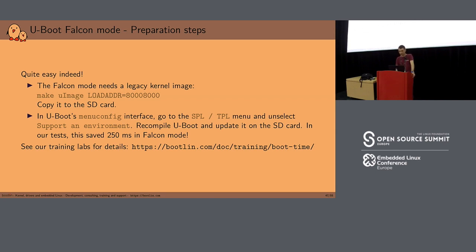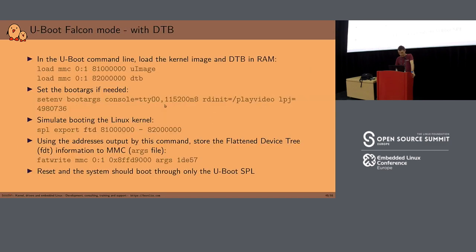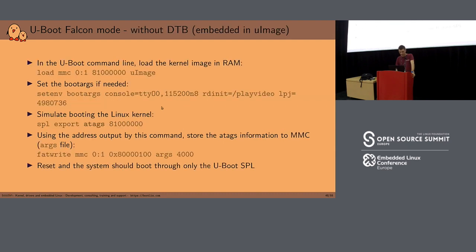Right. So in case you want to use the Falcon mode, we have full details in our training labs. But here are the most important steps. To run the Falcon mode, you first need to load the uImage in U-Boot and set the bootargs. If you don't have them yet, we already have them when you boot in normal mode. Then you simulate booting the Linux kernel, just like bootz, or actually bootm with a uImage.